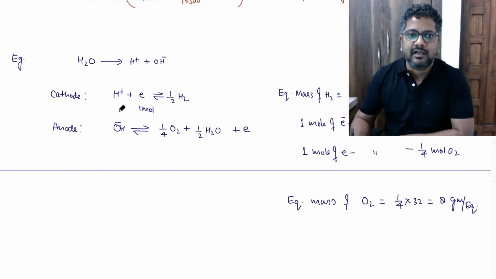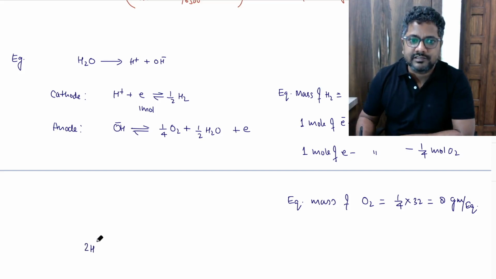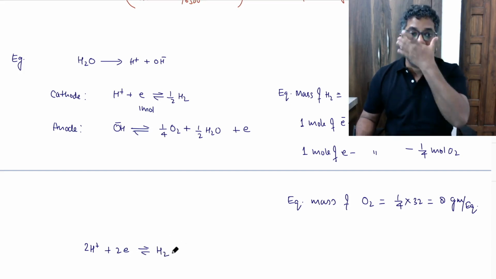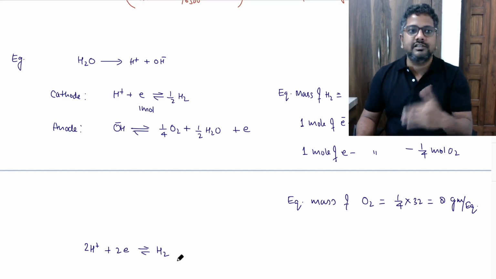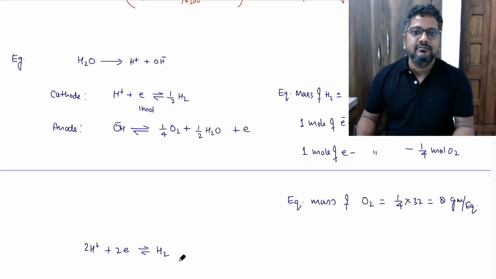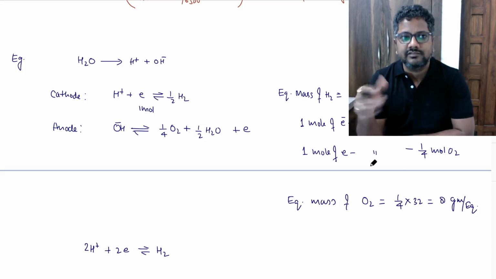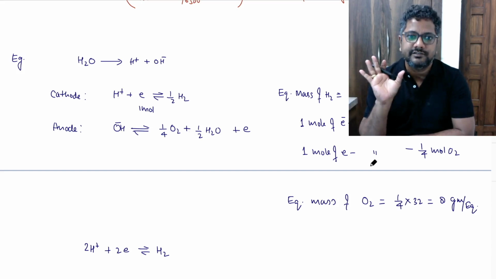For example, suppose you are writing 2H+ plus 2 electrons gives H2. So what is the problem? Here 2 moles of electron deposited 1 mole of hydrogen. So as per the definition, 1 mole of electron will deposit how much hydrogen? Same, right? So it is independent of balancing of the equation, whatsoever way you balance, that hardly matters. For 1 mole of electron, this value is fixed, right?